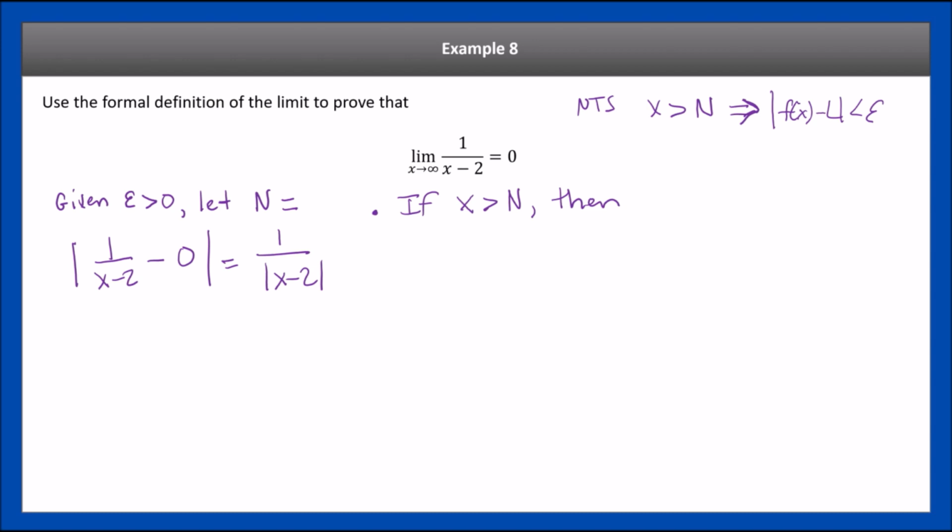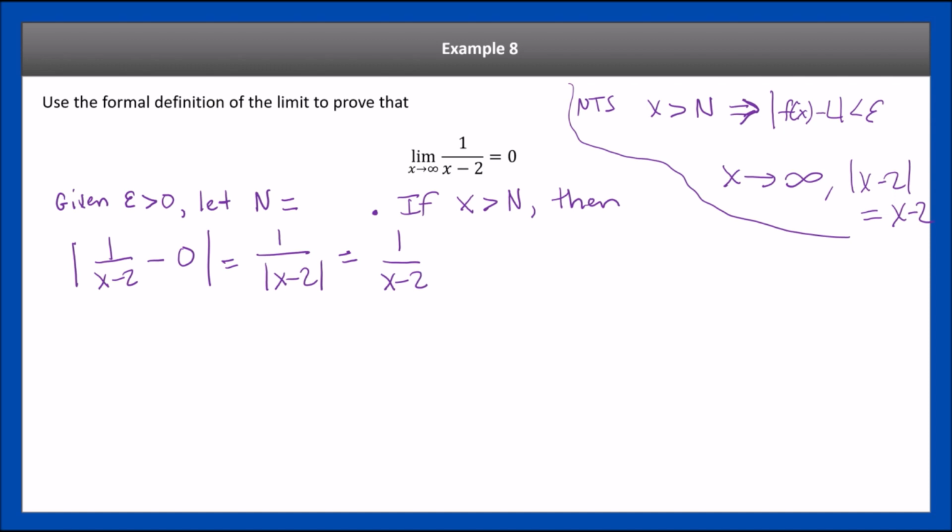Now we know that since x approaches infinity, this is off to the side. Since x approaches infinity, that means we can assume that x is going to be large enough where this here is going to be just x minus 2. It's going to be positive, in other words. So we can ignore the absolute value. We don't need the absolute value here, okay? So we're going to say 1 over x minus 2, and it's going to be positive.